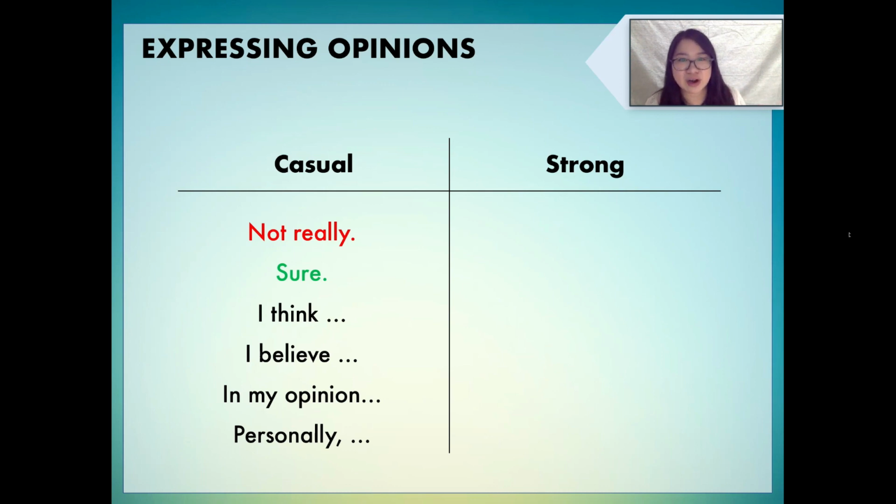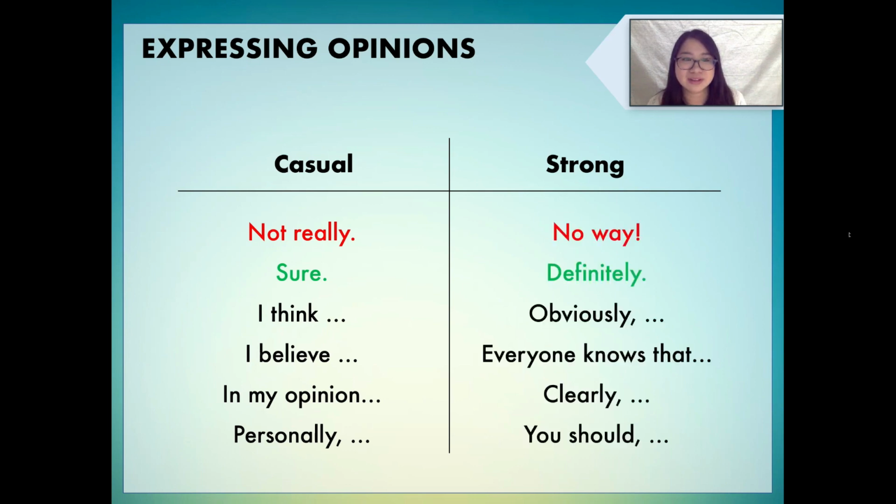Next, let's look at strong opinions. Instead of saying, not really, or sure, you can give a strong agreement or a strong disagreement. For example, you can say, no way, absolutely not, never, never, never. These are really strong ways to disagree. And of course, we use a stronger voice, we use a dramatic pause to show our strong emotion. If we want to agree in a strong way, we can say, definitely, absolutely, of course.